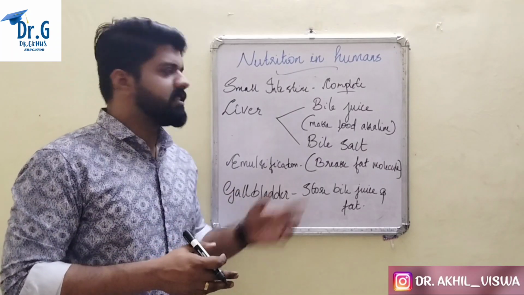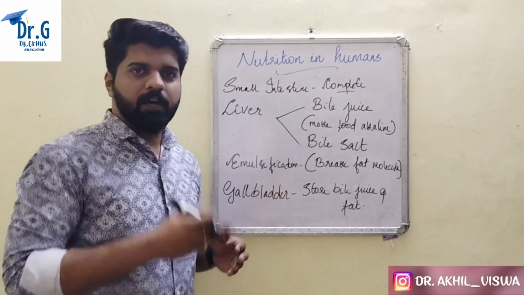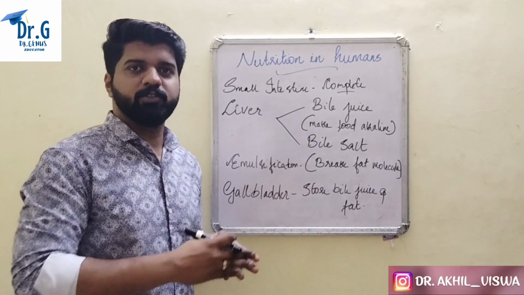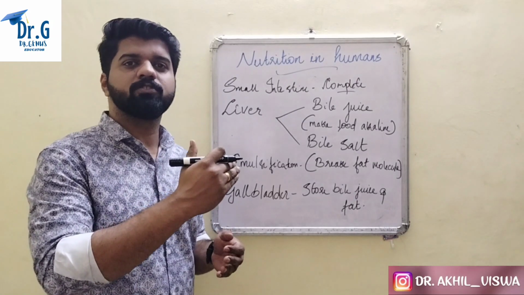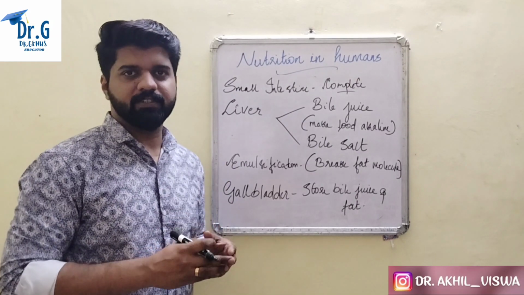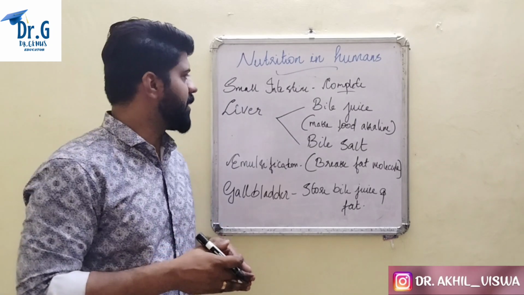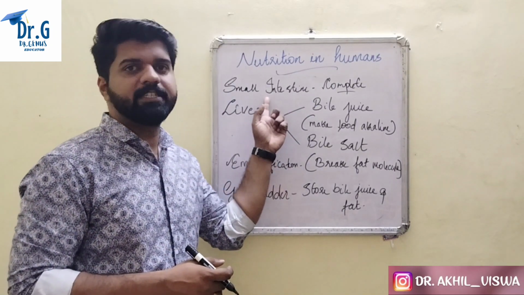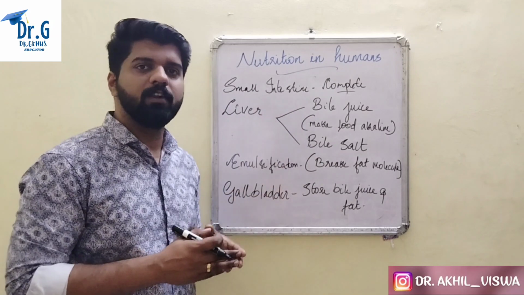The next organ is called the small intestine. After the digestion of the food in the stomach, what happens? The food goes to the small intestine. The small intestine is a tubular structure present in the abdomen. The complete digestion also happens in the small intestine.